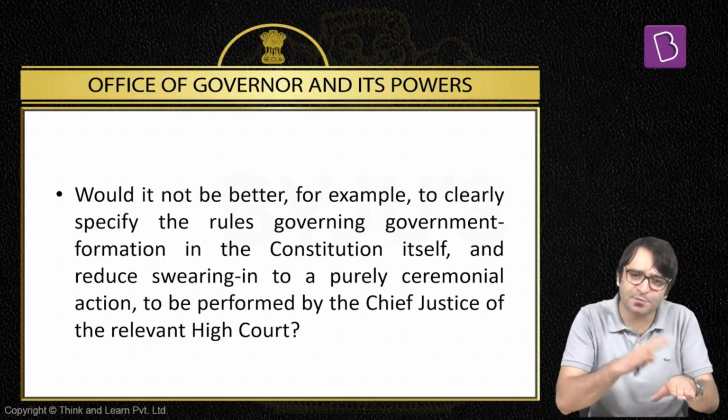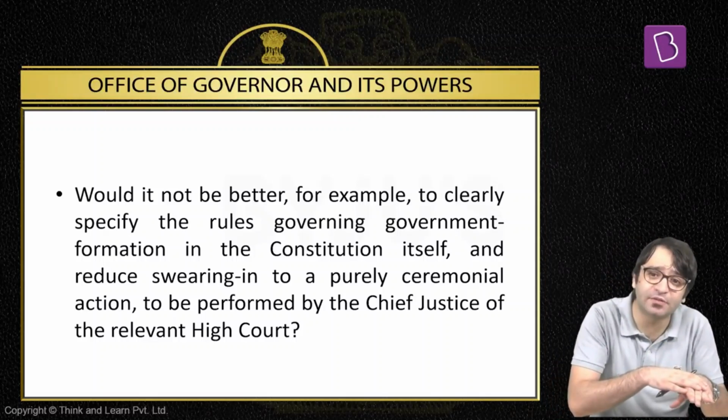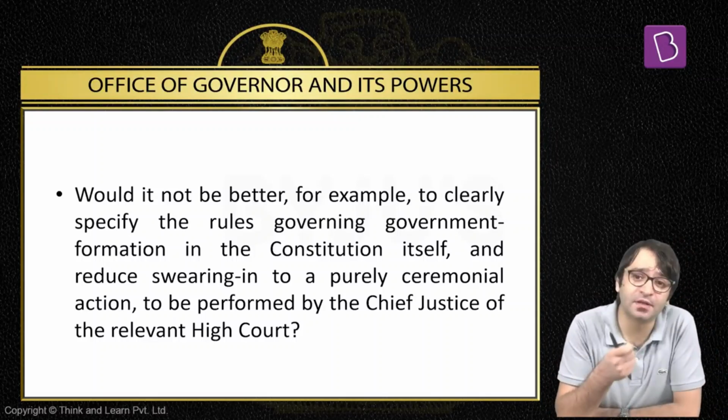In dismissing a chief minister, the governor is partisan. In dissolving a legislative assembly, the governor is partisan. In testing the majority, the governor plays a partisan role. In reserving the bills for the consideration of the president, the governor plays a partisan role, and it goes against federal principles. So look at this paragraph.